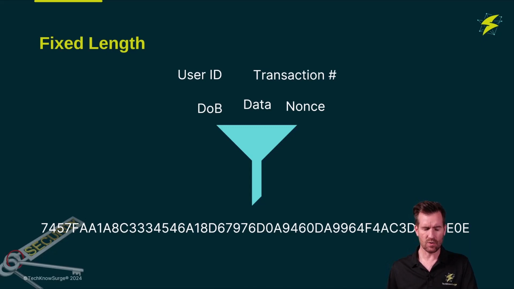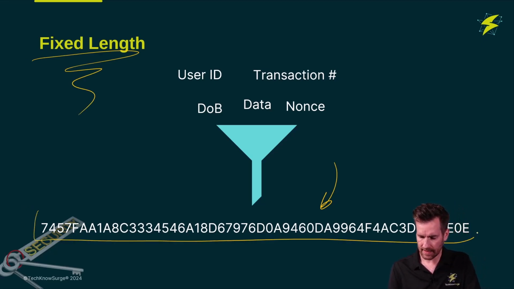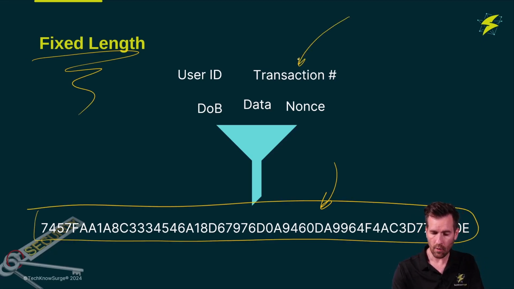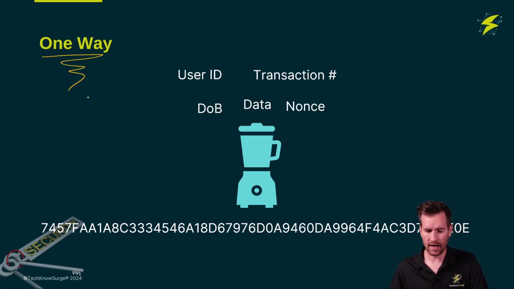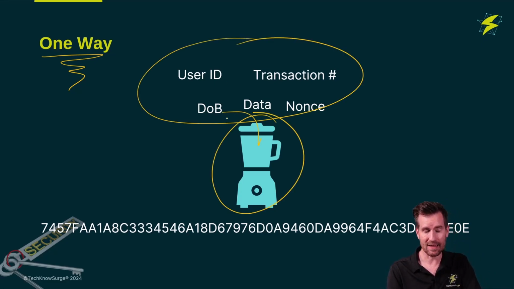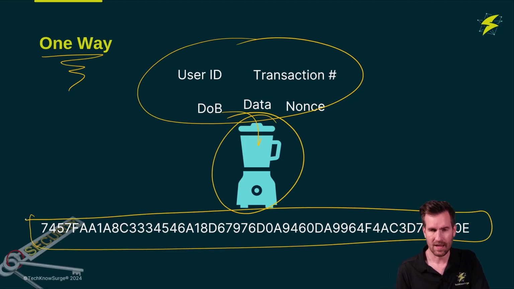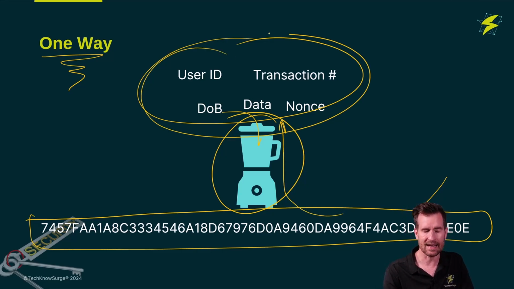There are some aspects to this hash value, this fingerprint, that we're looking for. One is it should be fixed length. So whatever this length is should be the same no matter what we put in the top. A good hash value can only go in one direction. Whatever you put in the top gets put into a blender, as I'm representing it, to create this fingerprint. But at least in a good hashing algorithm, there's no way to take the fingerprint and reverse engineer it to get the data back out.